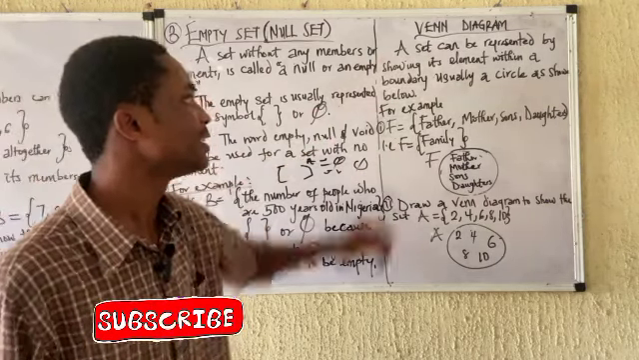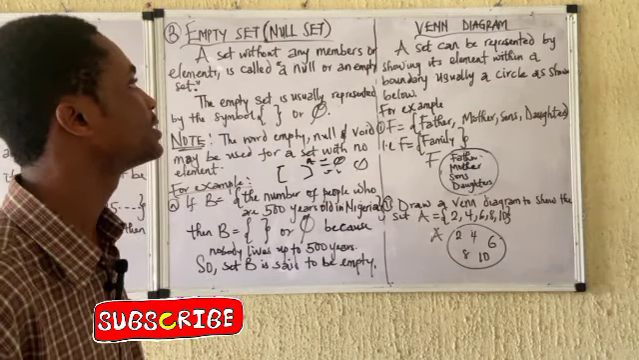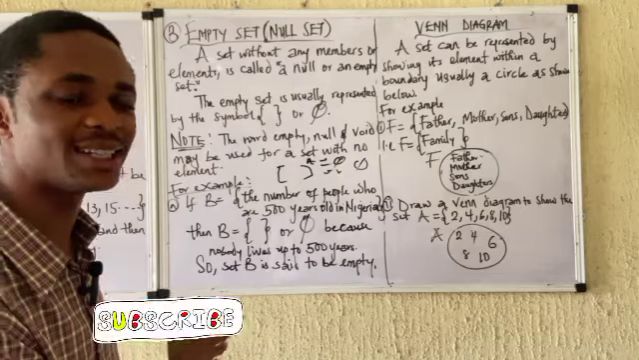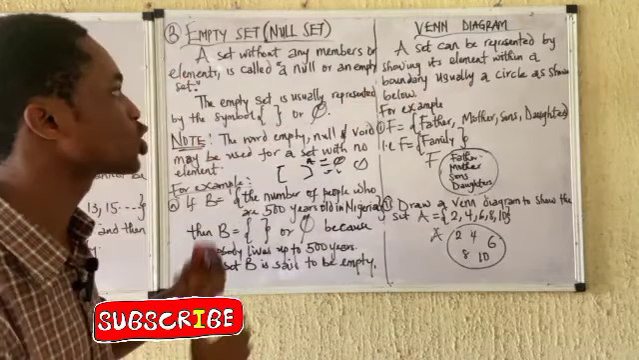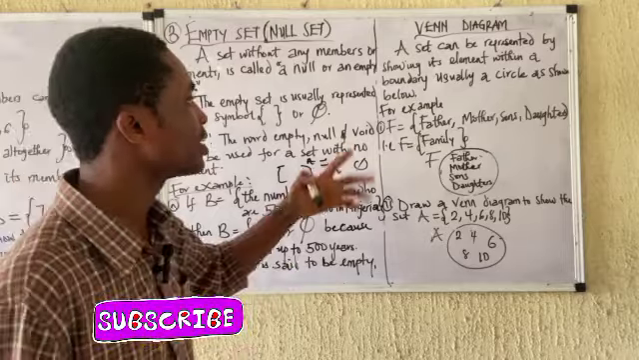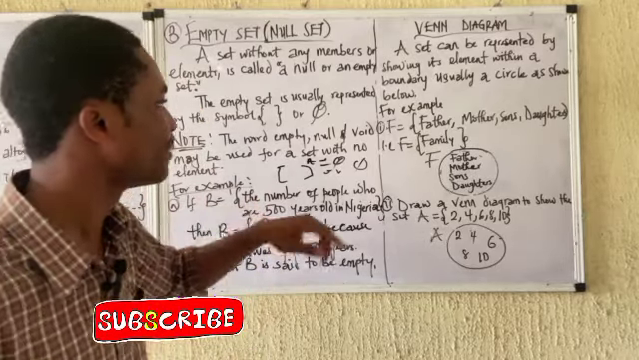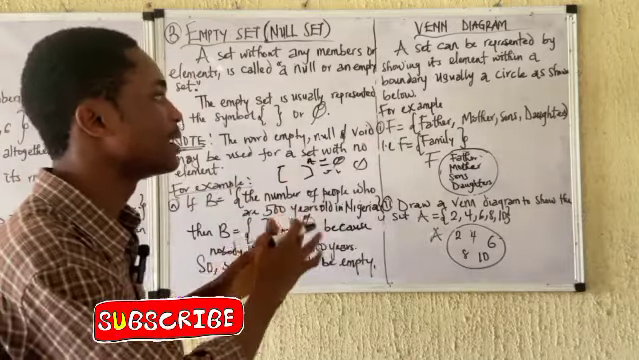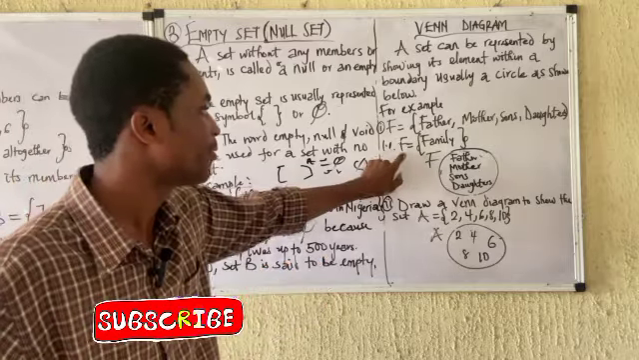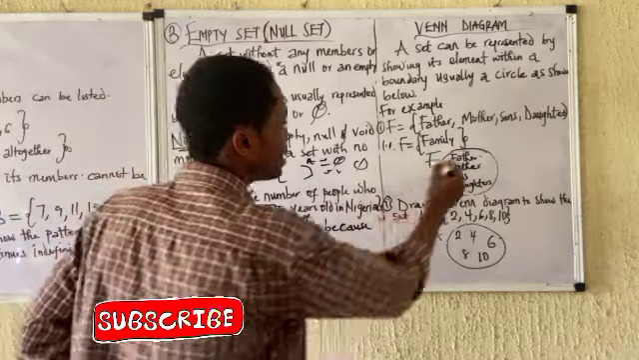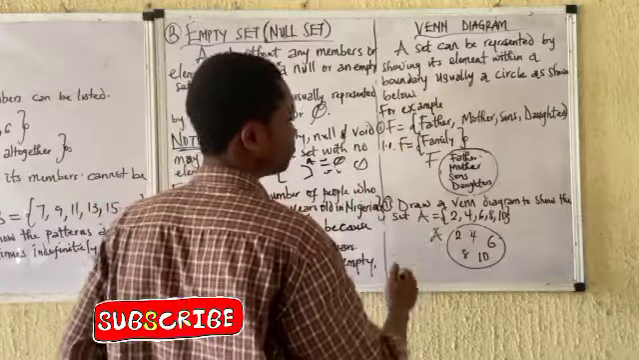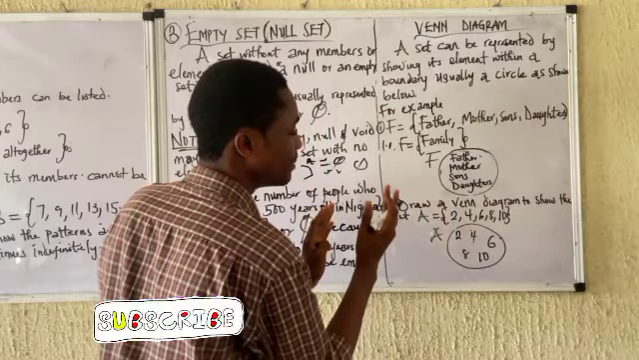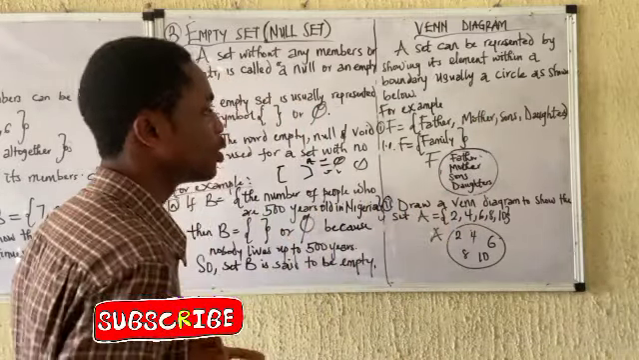The next topic we're going to treat is the Venn diagram. The Venn diagram is another type of representation of sets. A set can be represented by showing its elements in a boundary, usually in a circular manner. For example, let's say set F has the elements father, mother, son, and daughter. F for family. Instead of writing it like this, it can be represented using the Venn diagram. The father, the mother, the son will be in a circle, in a boundary. That's why we use the Venn diagram.